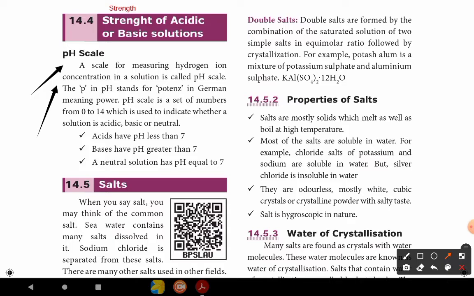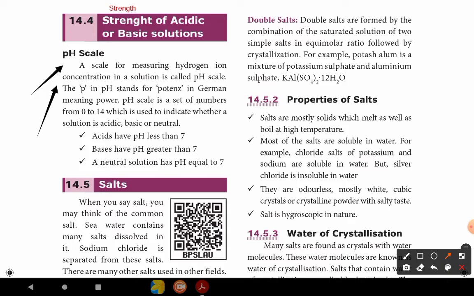We are studying about acids, bases and salts. So if it is an acid, it will have H plus ions or hydrogen ions. If it is a base, then it will have OH ions. So this scale, the name of the scale is the pH scale, is a measurement to find out whether the solution has got hydrogen ions or hydroxide ions. Alright, let's go on.